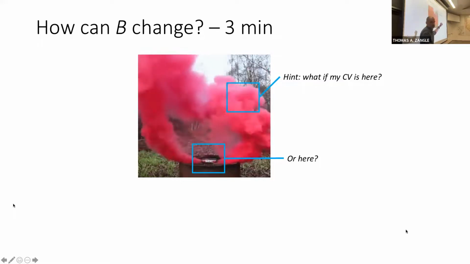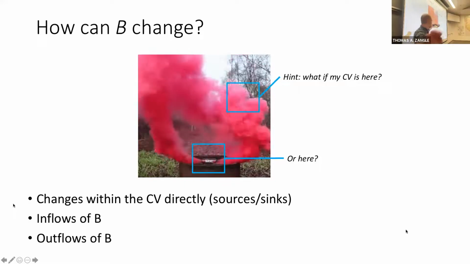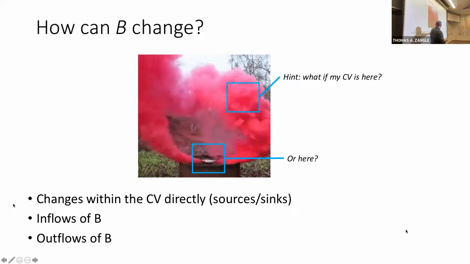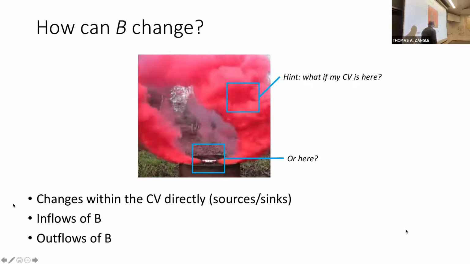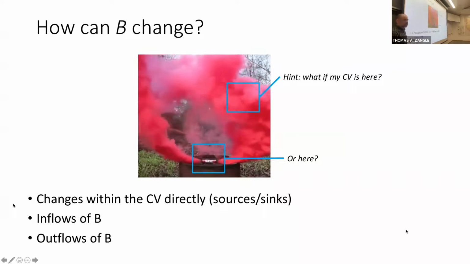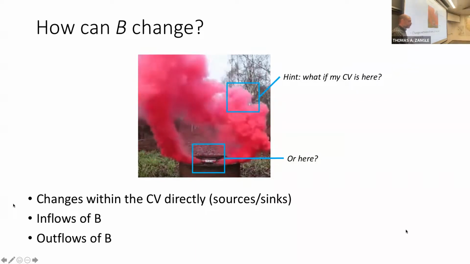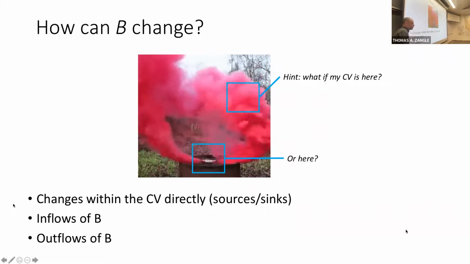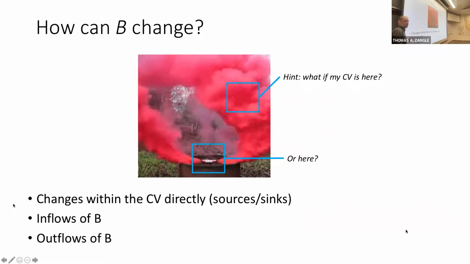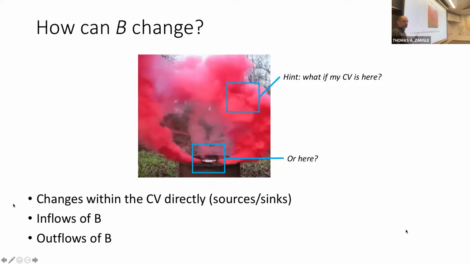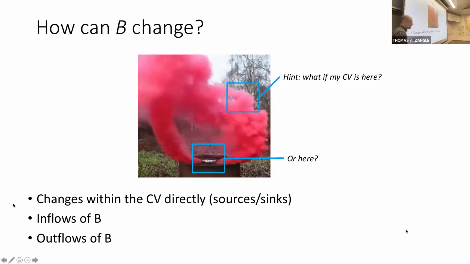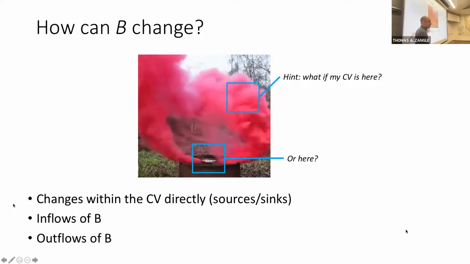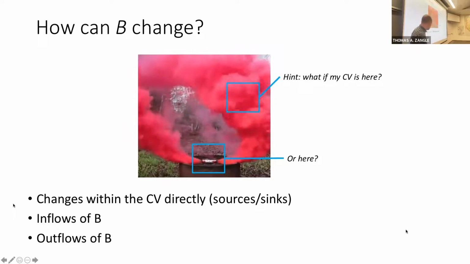Okay, am I missing anything? Right, so changes within the control volume directly, so sources and sinks, inflows of B, advection of B into the control volume, or outflows of B. And we're going to split this off in general. This is all contained within the flow that drives the smoke to move, but we're going to split it up into inflows and outflows and treat them separately.